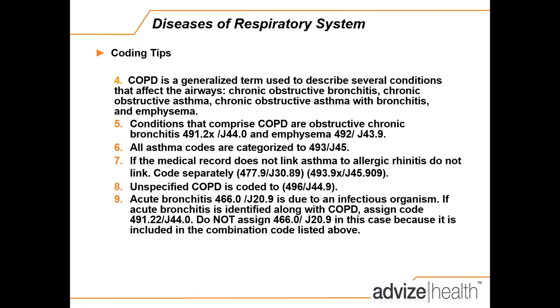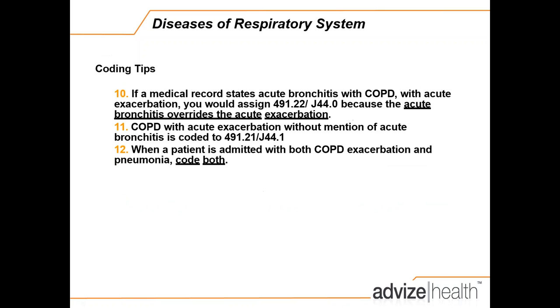If acute bronchitis is identified along with COPD, assign the code J44.0. You do not assign J20.9 in this case, because it is included in the combination code. So again, there's the breakout of the different bronchitises and emphysemas and all that stuff. Again, it's the basic knowledge of how to code what's documented.